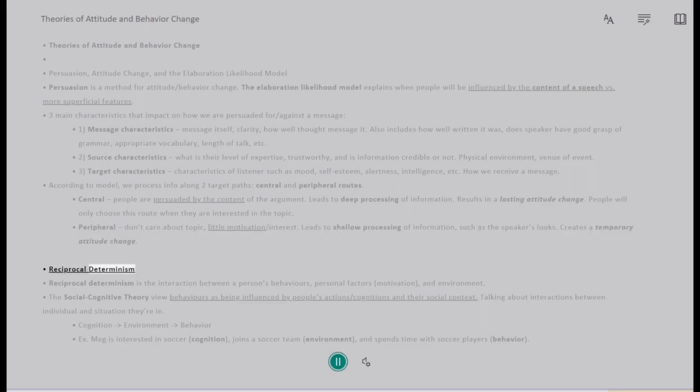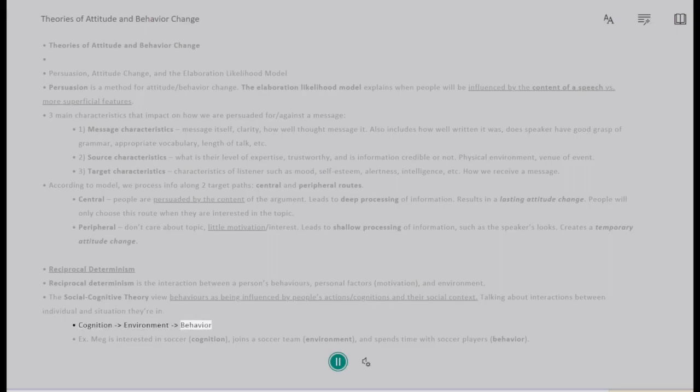Reciprocal determinism. Reciprocal determinism is the interaction between a person's behaviors, personal factors, motivation, and environment. Social cognitive theory views behaviors as being influenced by people's actions and cognitions and their social context. It talks about interactions between the individual and the situation therein.